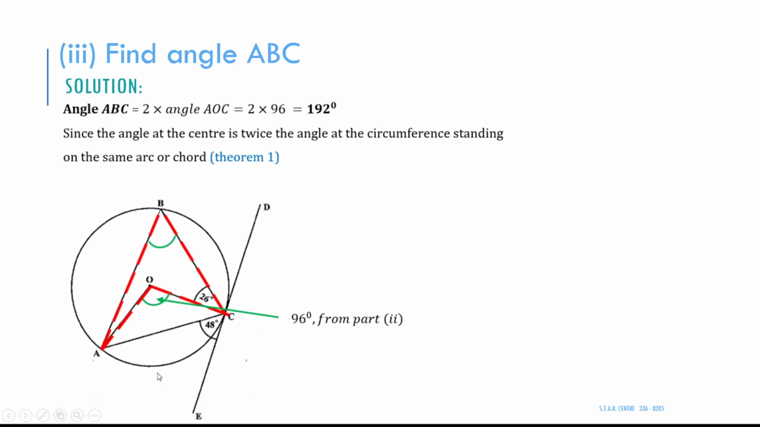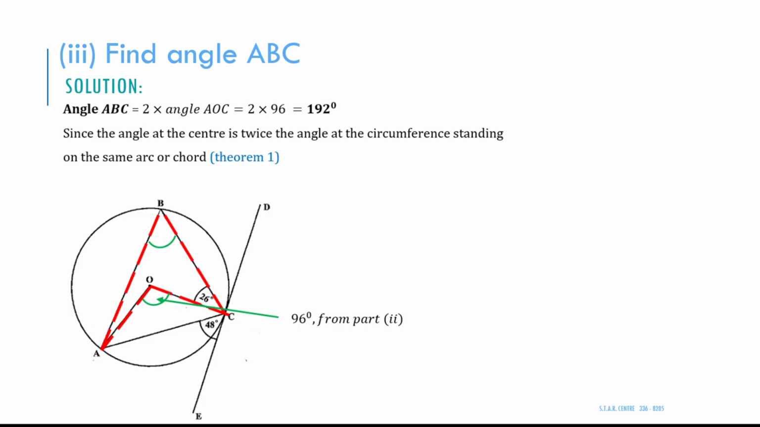Part 3, find angle ABC. So ABC I have highlighted up here as well, so this is the angle that we want to find. Angle ABC is 2 times angle AOC, because we know that the angle at the center is twice the angle at the circumference. And this angle from the previous part was 96 degrees, and this angle is 2 times the one at B. So then to get this angle ABC, we need to divide by 2, because this is twice the size of the one at the circumference.